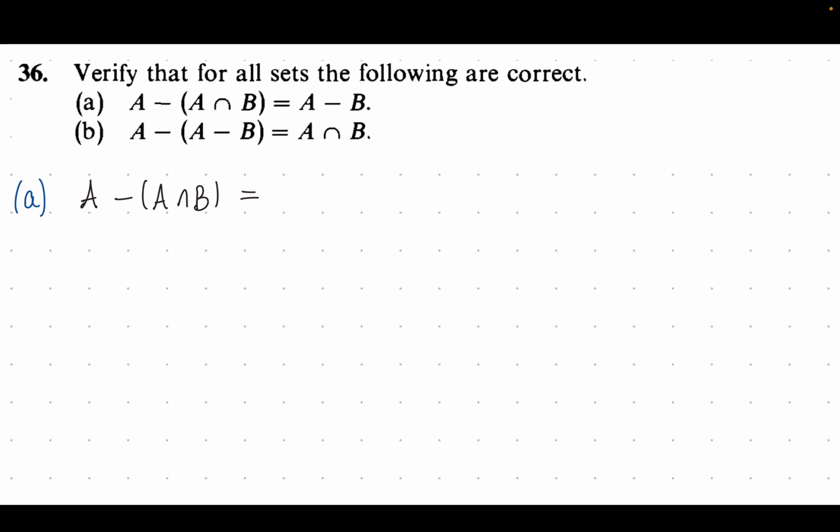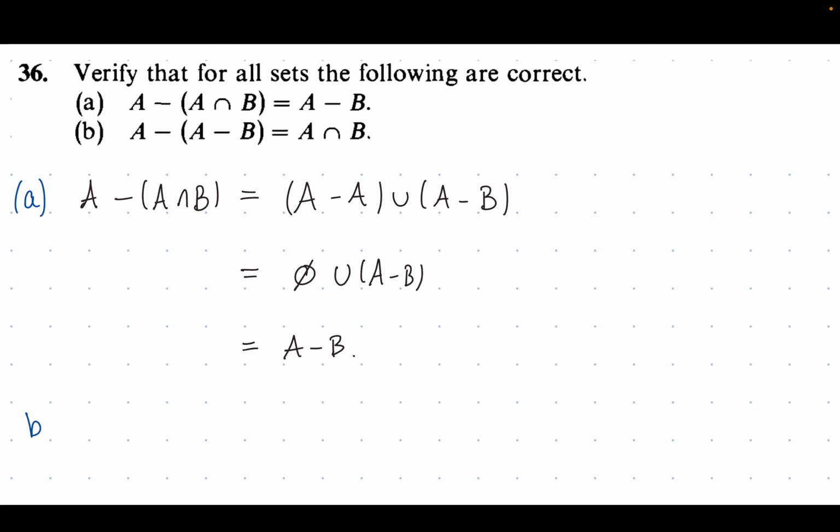So this set is equal to A minus A union A minus B by De Morgan's laws, which is equal to the empty set union A minus B, which is just equal to A minus B. And there you have it. That's the first assertion done.